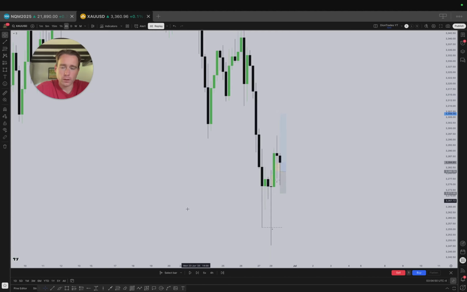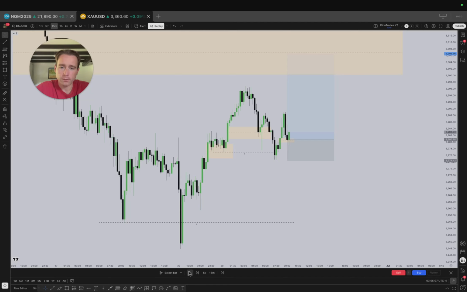TP, 36. Why this target? There's a 4-hour bearish value gap here. It was the midpoint of the 4-hour value gap. Stop below here. And this is the exact trade idea.